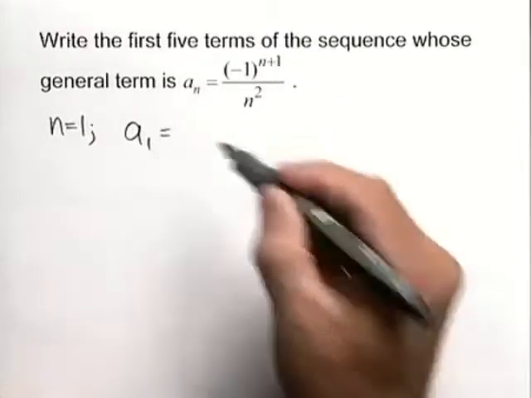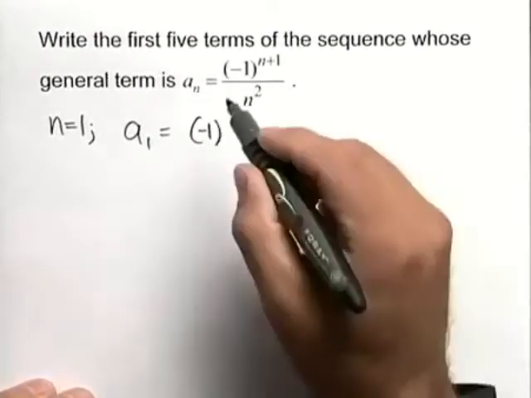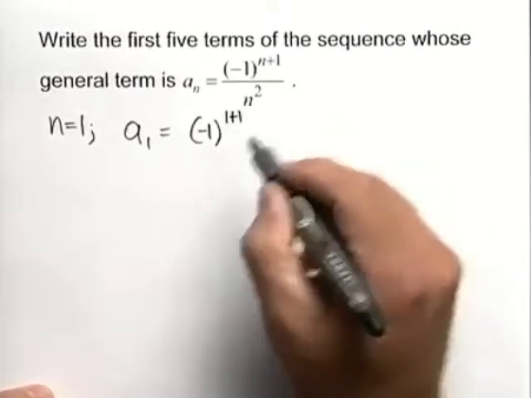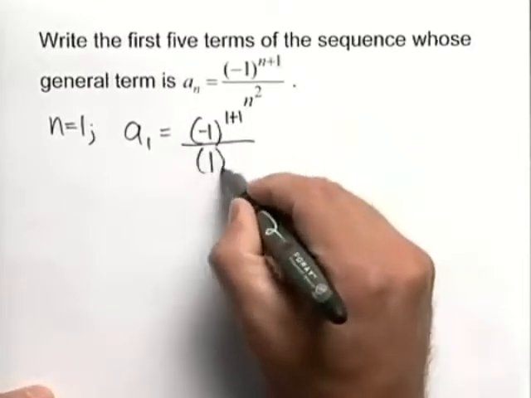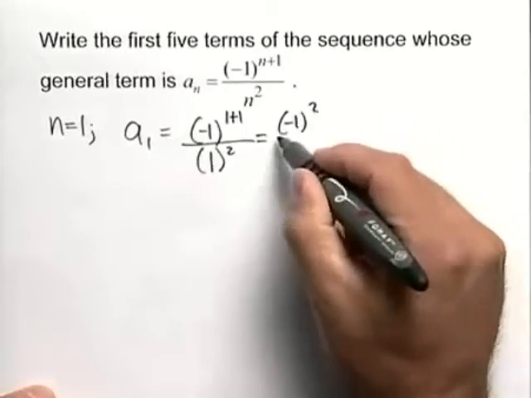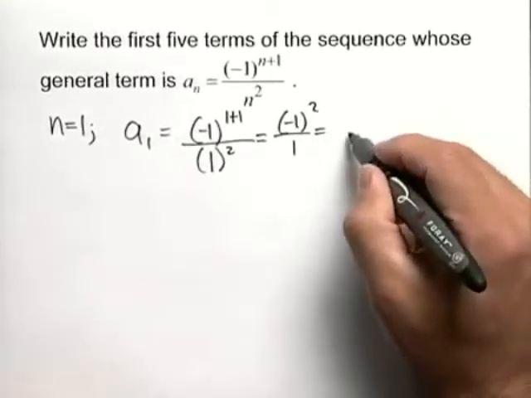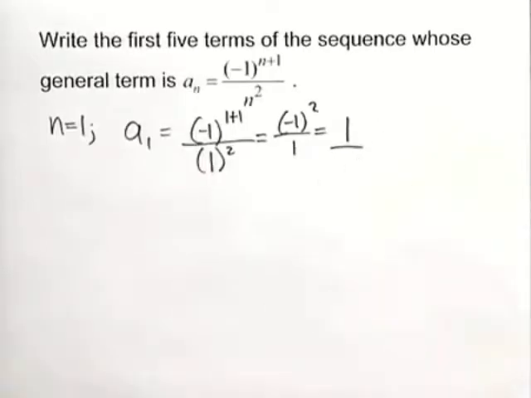So basically we'll go to our formula. Wherever there's an n, we're going to plug in a 1. So we have (-1) to the 1 plus 1 power all over 1 squared. Once we simplify that, we have (-1) squared all over 1. (-1) squared we know to be positive, so we'll have 1 over 1, which is simply 1.